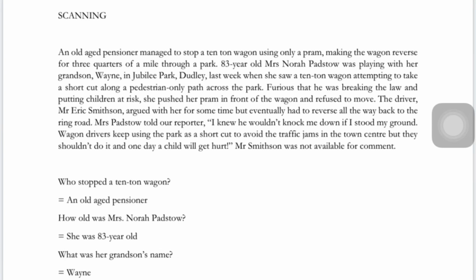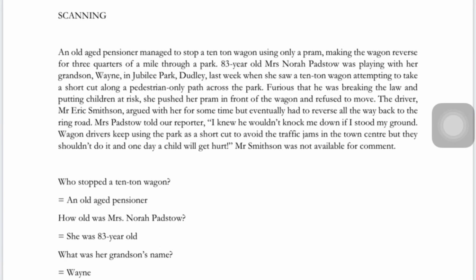Number 2, how old was Mrs. Nora Petstow? It's really easy because if we are looking for specific information, we just look for capital letters or numbers or something eye-catching. So the answer is in the second sentence: 83 years old Mrs. Nora Petstow. So the answer is she was 83 years old.